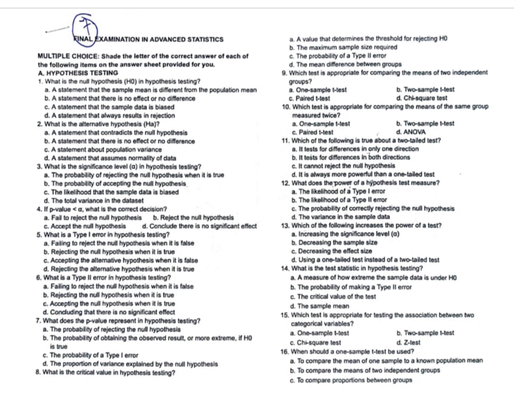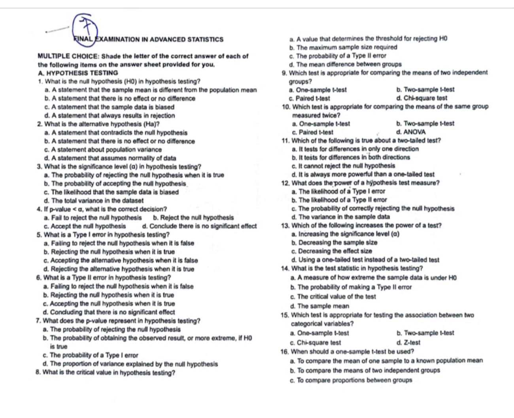Number 5, what is a type 1 error in hypothesis testing? The type 1 error is rejecting the null hypothesis when it is true. Number 6, what is a type 2 error in hypothesis testing? Type 2 error is failing to reject the null hypothesis when it is false. Letter A. What does the p-value represent in hypothesis testing? The answer is letter B, the probability of obtaining the observed result or more extreme, if the null hypothesis is true.